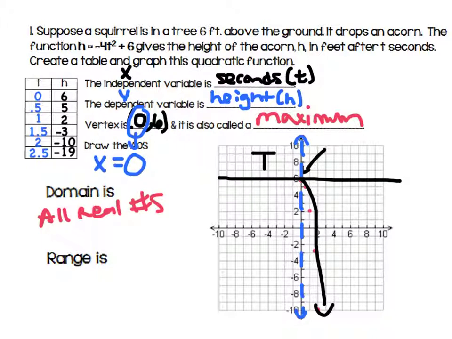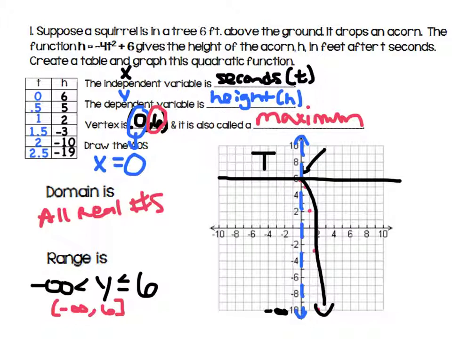So I know my range is going all the way down to negative infinity, is less than y, because range is y, and is less than or equal to the top number, which is the value 6, which again you can also get from your vertex, okay? Remember, you can also write this a different way: parentheses, negative infinity, comma, 6, bracket, okay? So there's your domain and range for this graph.